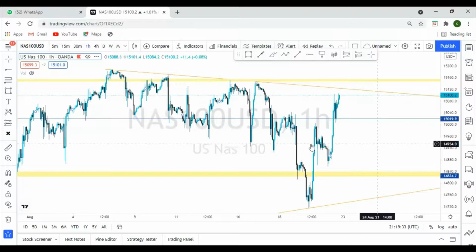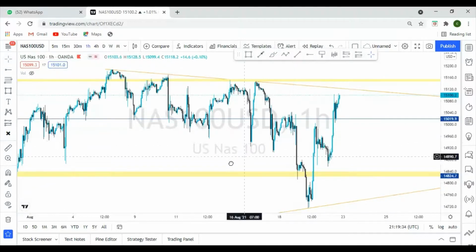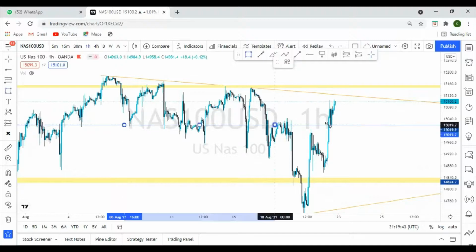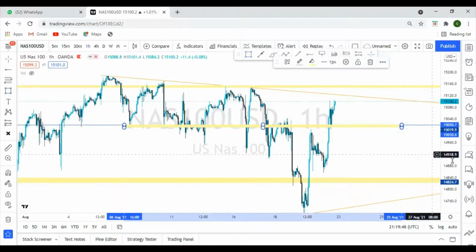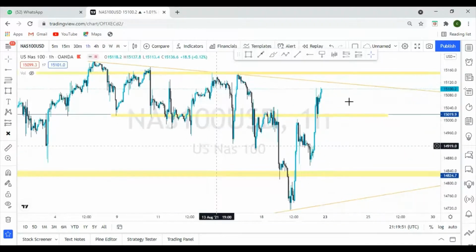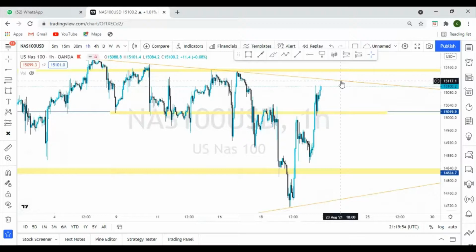This is what I'm looking at on NAS100. So let's just mark this so that you can see clearly. So this is what I'm having. So however, when we reach this trend line, you want to look for the reversal candlestick. If you don't see the reversal candlestick, it means that we're gonna break this. So monitor price as price is approaching this area.